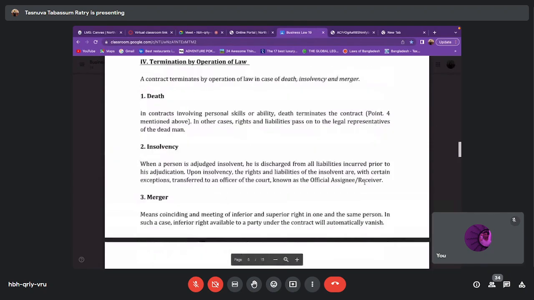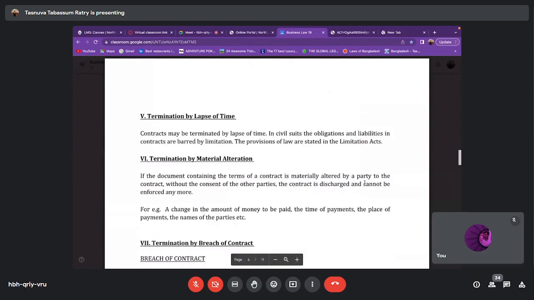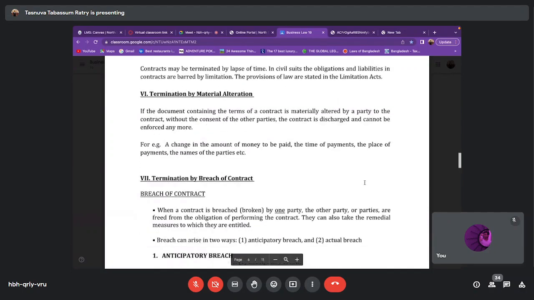Any of this situation, if it arises, the termination will take place by operation of law. Termination by lapse of time. So any contract where there is a time limitation is given, and that time limitation has passed, after that time limitation has passed, the contract generally is terminated by lapse of time.